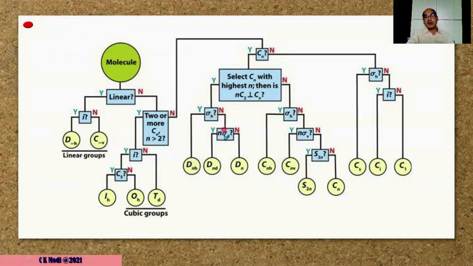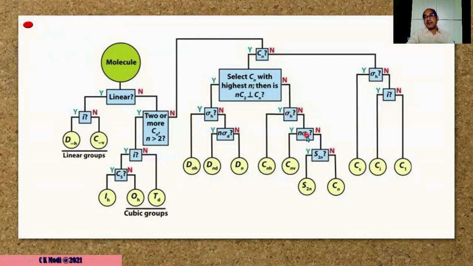Now, if sigma h is absent in that molecule, but a number of sigma d planes are present, the point group is Dnd. Now, if sigma d planes are also absent, then the point group is Dn. On the other side, if subsidiary axes are absent, only a rotation axis is present, but sigma h is present, in that case the point group is Cnh.